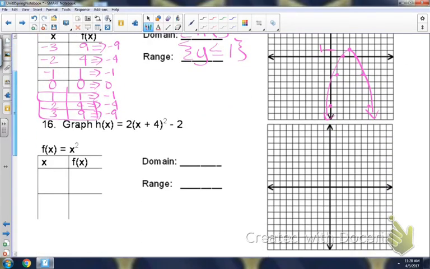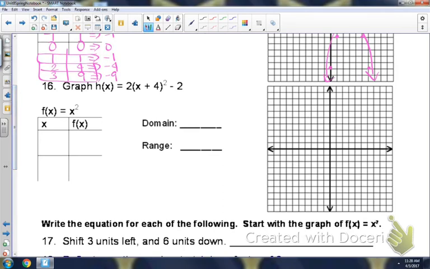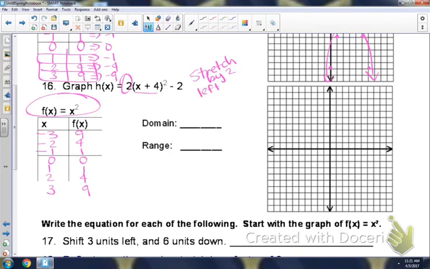Okay, 16. Here's our parent function. Fill in the table again. Okay, so write down your transformations. This 2 is going to be a stretch. The x plus 4 is left 4. And then the minus 2, you'll shift down 2.